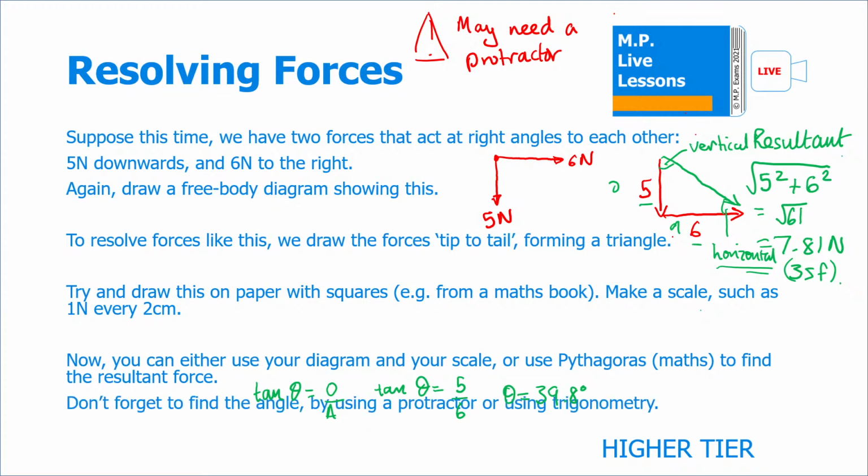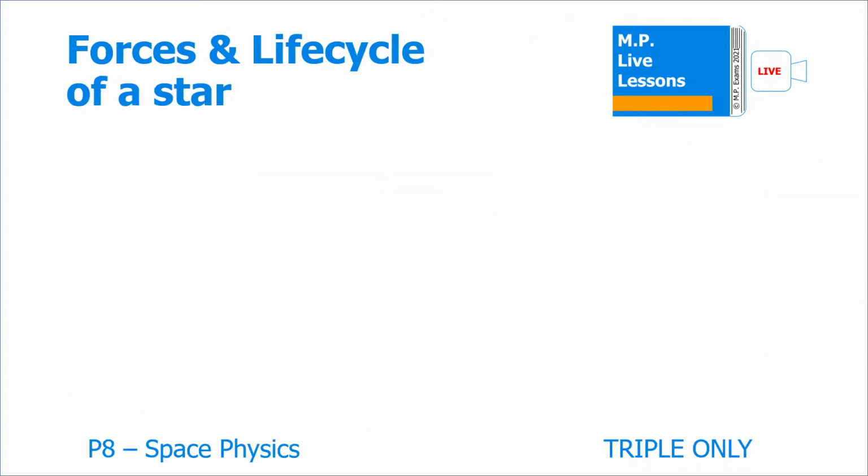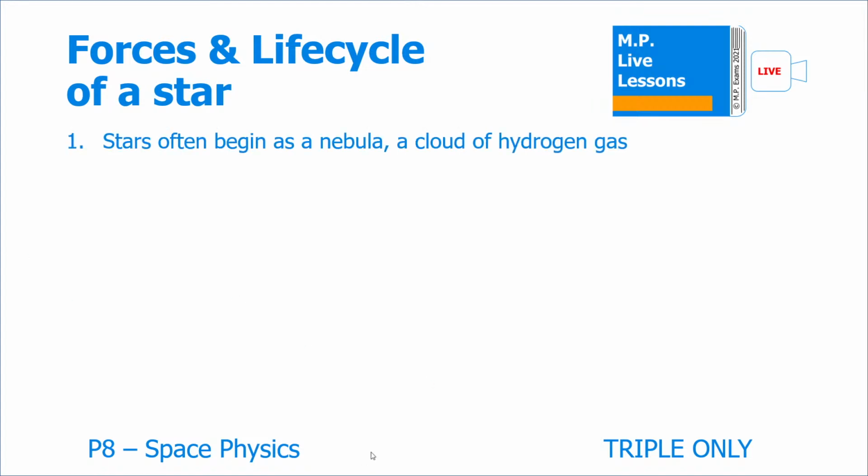Next, we can look at forces and life cycles of a star. So this is for triple science students only. So this links well to what we've just seen so far with the forces. So we see that the stars will often begin as a nebula. So this is a cloud of hydrogen gas. It might have a bit of helium inside there.